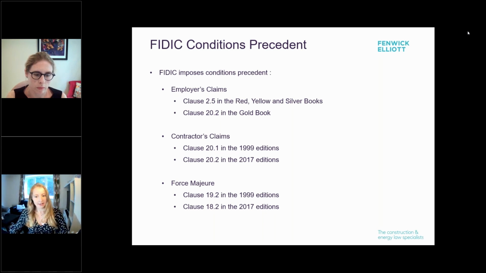So under the 1999 FIDIC form, force majeure is dealt with by clause 19.2, and under clause 19.4, subject to a contractor providing notice under 20.1, there could potentially be a claim there for time and limited money. So therefore, consideration of sub-clause 20.1 is relevant when considering a force majeure notice under 19.2. Also just be aware that in the 2017 form, that is clause 18.2, though they do operate in similar ways.